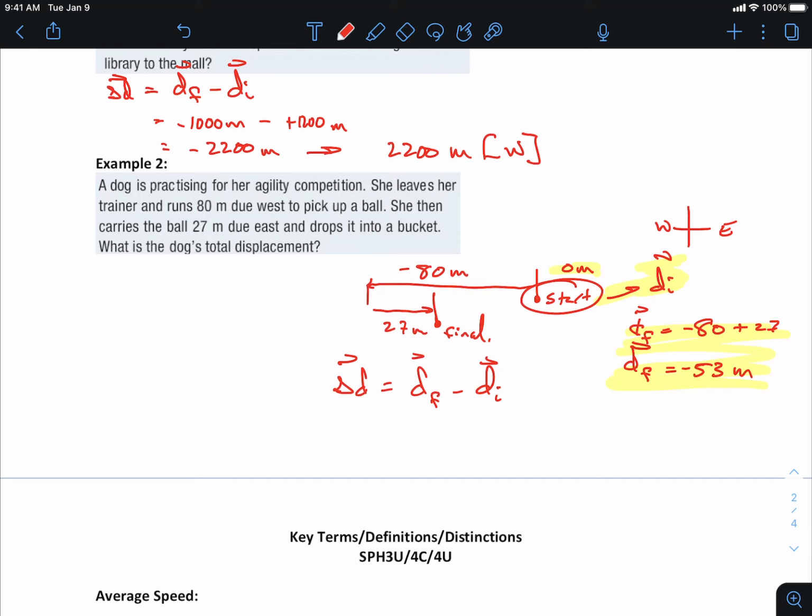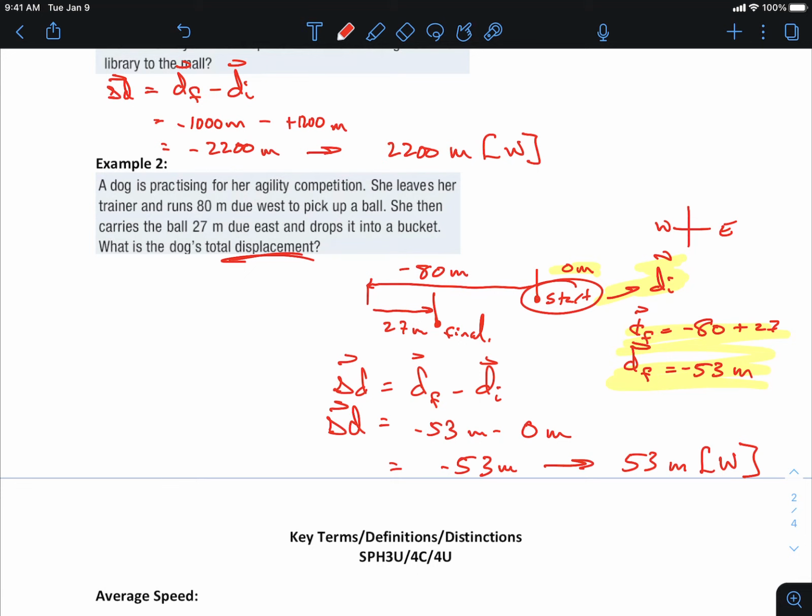Except we know that this is a method that will work 100% of the time, because you're taking into consideration the initial value, right? And it's just nice. This question is nice from the standpoint that DI is 0. And so your total displacement here is negative 53 minus 0, which turns into negative 53. Okay? That answers the dog's total displacement.